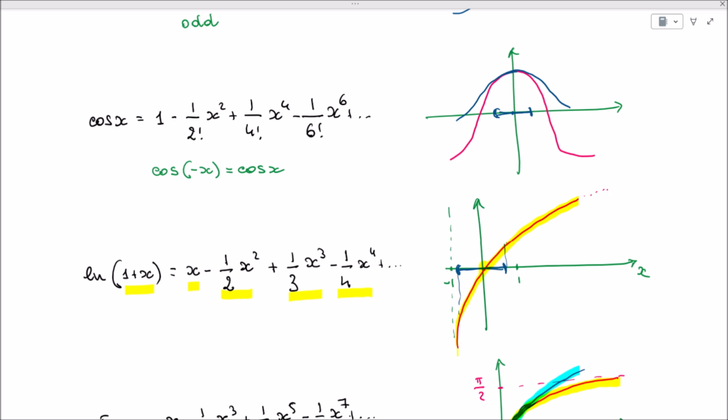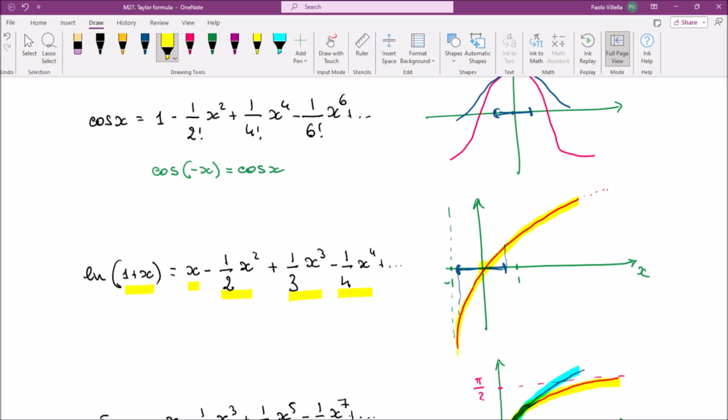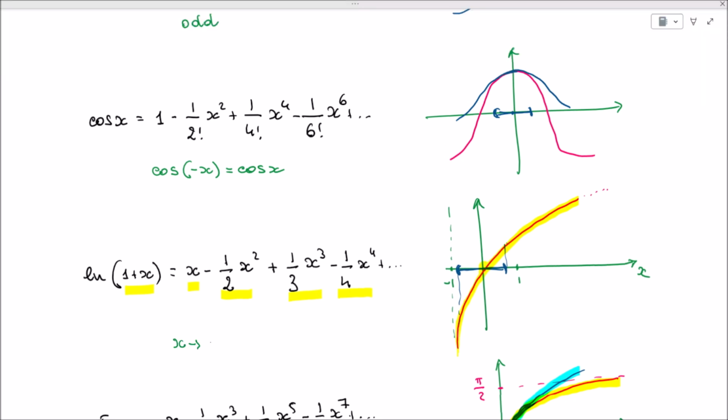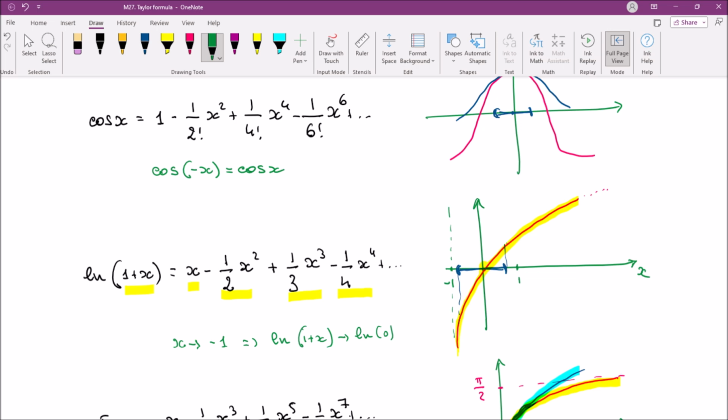In fact, when x goes to minus 1, the logarithm of 1 plus x tends to the logarithm of 0, which is minus infinity. This is why we have shifted the function to the left by 1 unit, and we see that the function is now crossing at the origin of the coordinate axis when x is equal to 0.